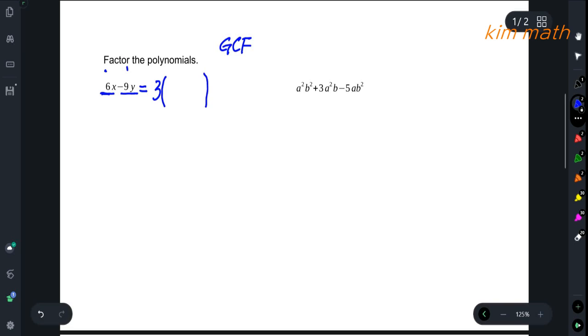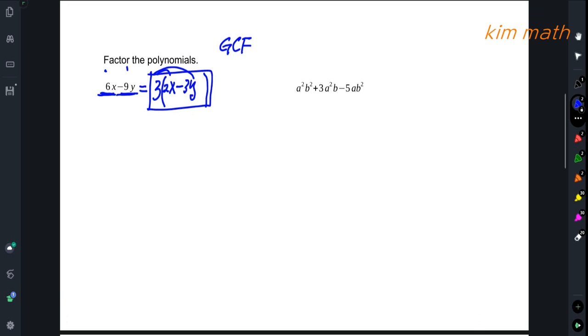So after you factor out 3, think backward. 3 times what is 6x? Yes, you have 2x. 3 times what is negative 9y? Yes, negative 3y. Okay, this is the factoring.